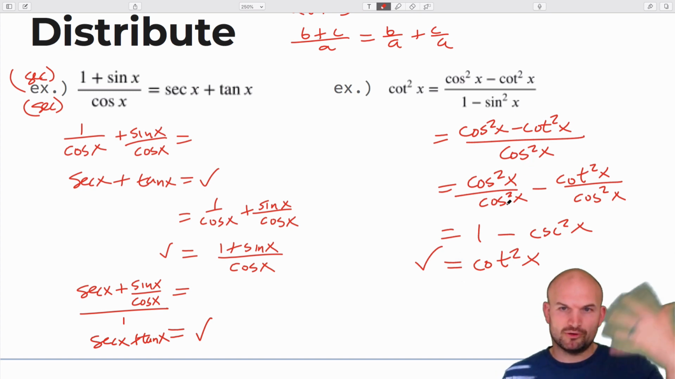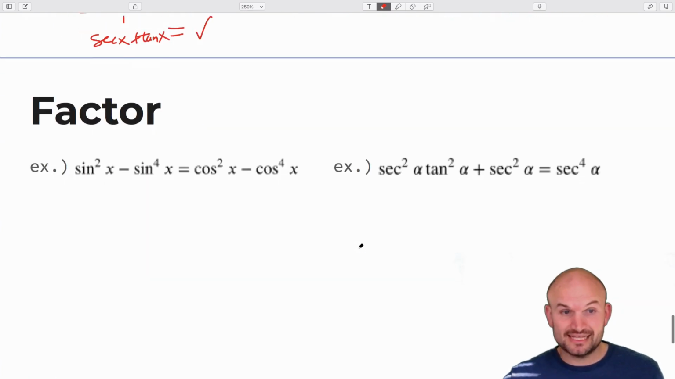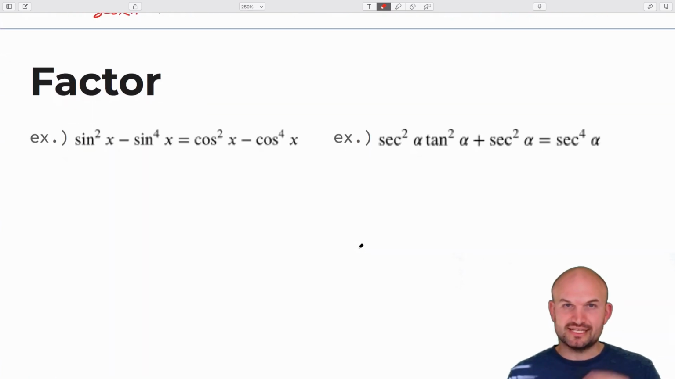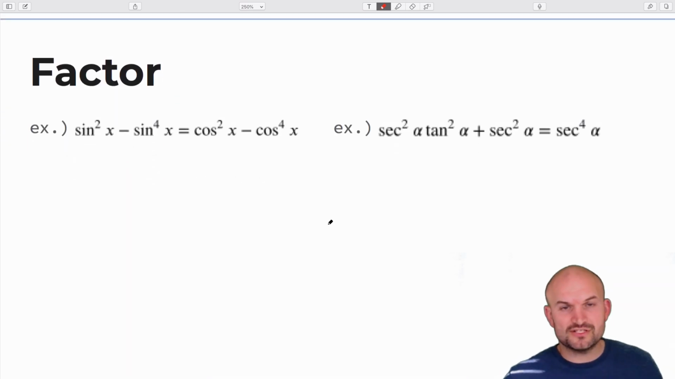You could also do a couple of Pythagorean identities in that one. But again, just understanding that distributive. All right, the last technique that we're going to practice is the factoring. So we kind of did some factoring at the beginning. And we also could have done it different ways.